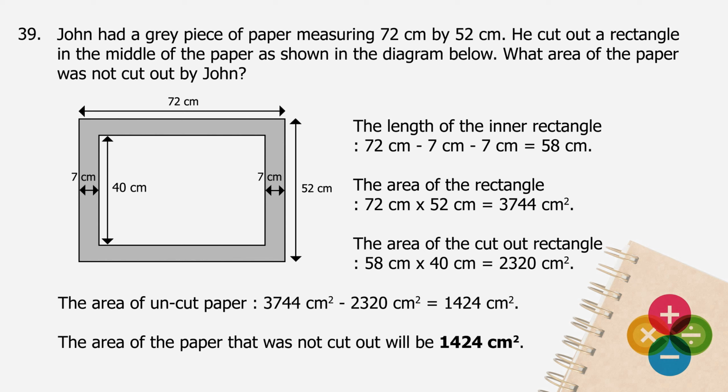The area of the cut-out rectangle will be, multiply 58 cm by 40 cm, and the product is 2,320 square centimeters. The area of uncut paper will be, subtract 3,744 square centimeters from 2,320 square centimeters, and the difference is 1,424 square centimeters. The area of the paper that was not cut out will be 1,424 square centimeters.